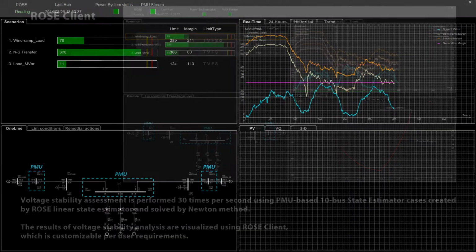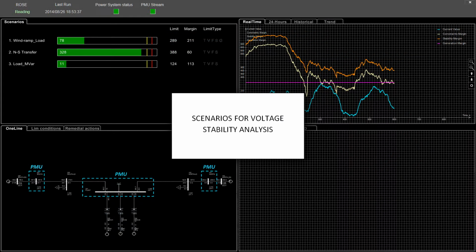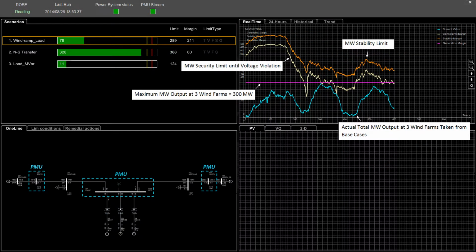We analyzed 3 scenarios for voltage stability case 1. In scenario 1, we are ramping wind and scaling load using 50-50 pickup between load buses 102 and 202. We compute megawatt margin while simulating additional wind output.